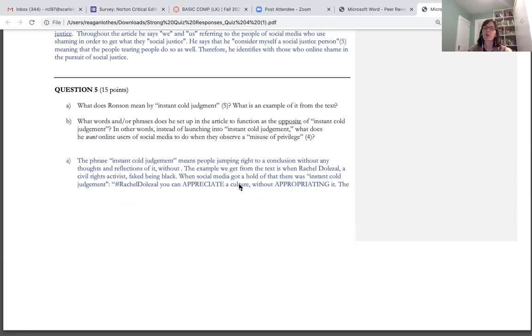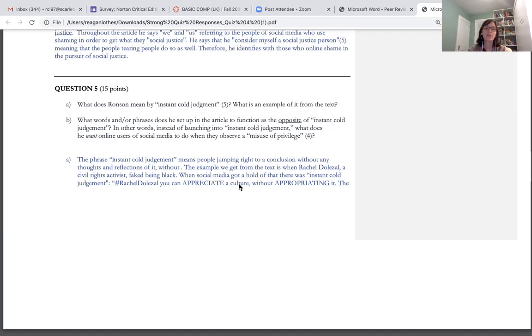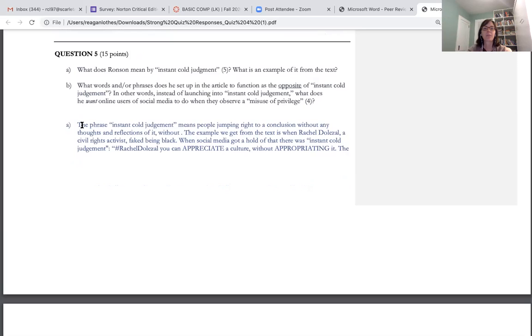Okay, and these key terms are really important for Ronson's argument. So this notion of instant cold judgment and what he considers to be its opposite. And because those are such important key terms for Ronson, they're going to be really important for quiz 6 as you're making connections between Larson and Ronson. Okay, and so they're going to be important for quiz 6, which means they're also, of course, important for essay 2. So our response, part A.